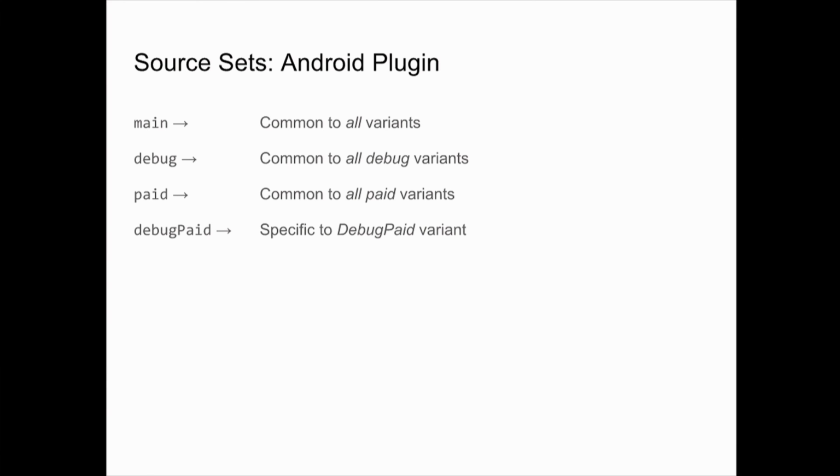In the Android plugin, we do things very differently, right? As I mentioned earlier, we have this common configuration for all the variants. So we have the main source set: what you put in source main Java would be something that's common to all the variants. If you have a debug source set that's created automatically for you when you have a debug build type, source debug Java for example, then that's common to all the debug versions, so debug paid and debug free. And then the paid source set applies to all the paid variants, so debug paid and release paid. And then you have a source set very specific to the variant that you're trying to build.